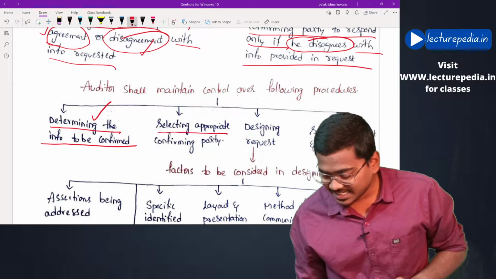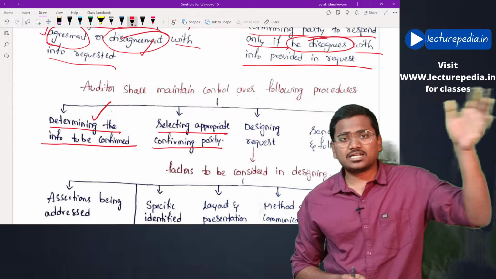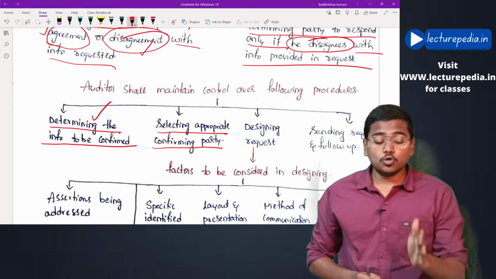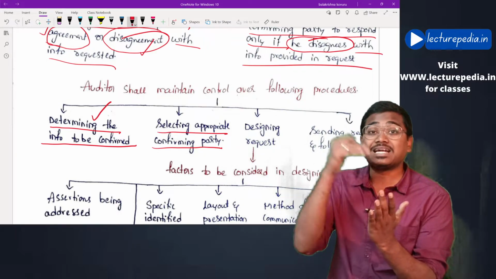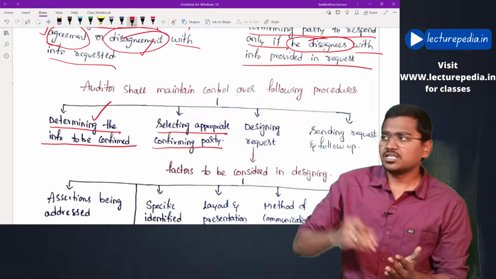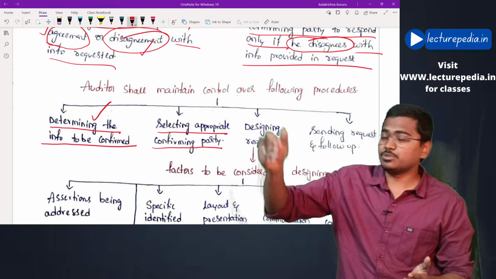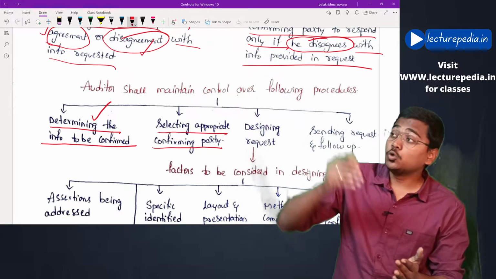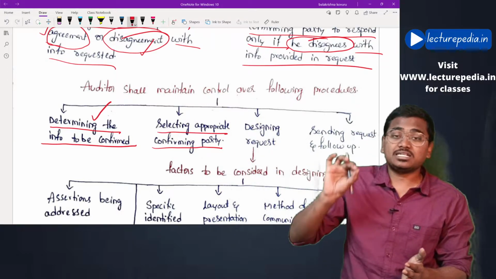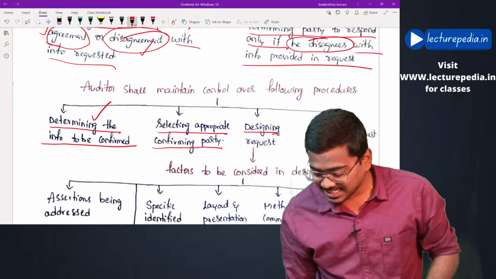Next, selecting the appropriate confirming party. The auditor has selected some debtors to whom the confirmation request has to be sent. Now, to whom does this request have to be addressed? In that confirming entity there will be various persons. There will be an accounts manager, there will be the CFO, there will be management, to whom the request has to be addressed. It has to be decided by the auditor only. Hope this is clear.